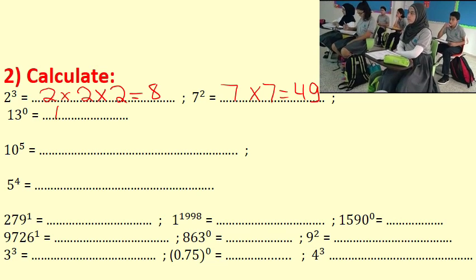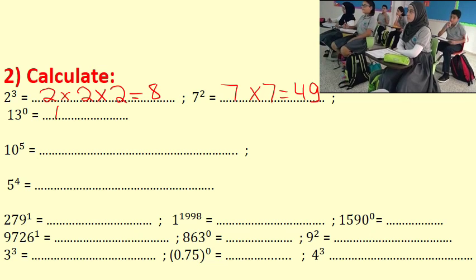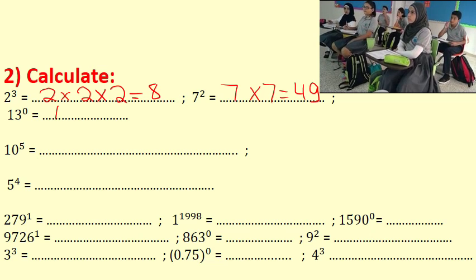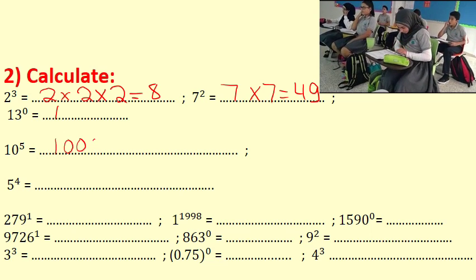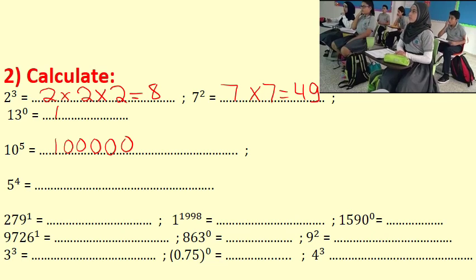Yes, Hassan, 10 to the power 5. 10 times 10 times 10 times 10 times 10 equals 1 and how many zeros? Yes, because it is a power of 10, we write 1 and how many zeros? 1, 2, 3, 4, 5 zeros.